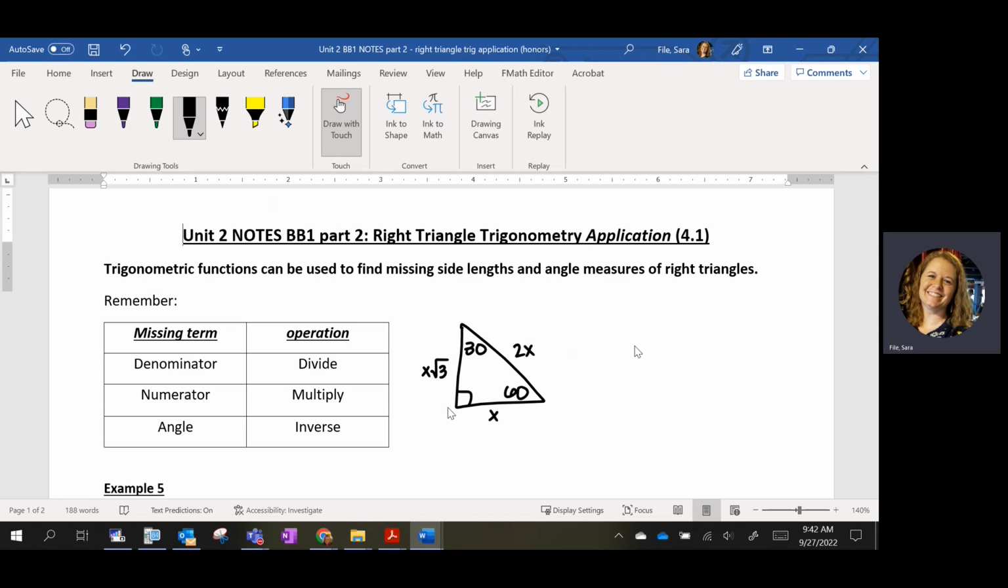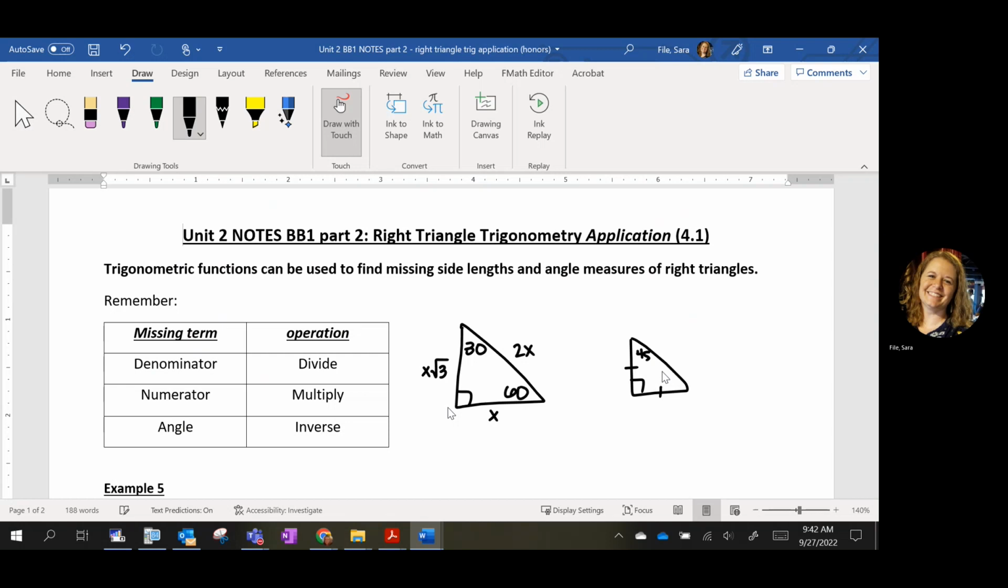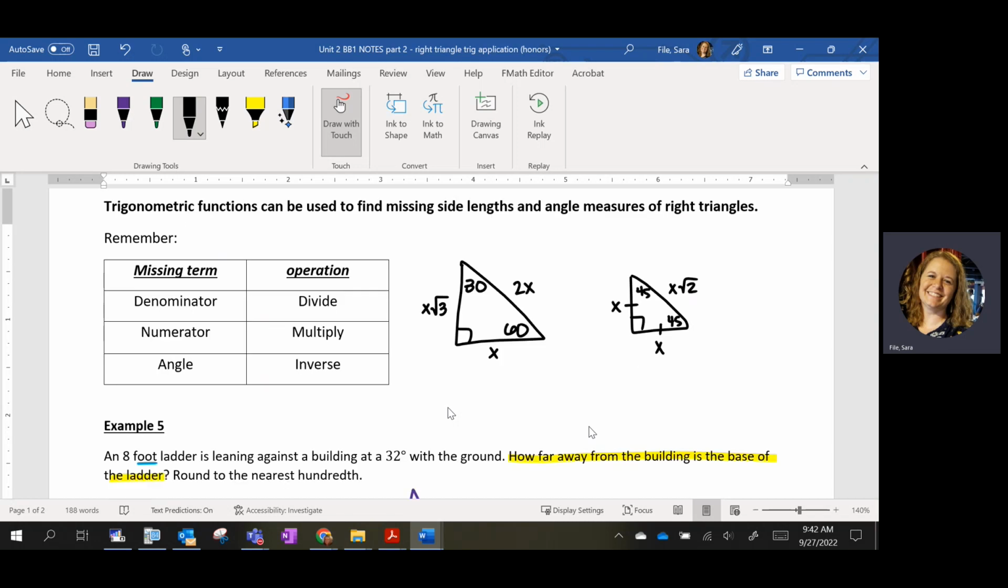What's your other special right triangle? So if you have a 45, 45, 90, that means you've got an isosceles right triangle. So we can call both legs x because they're equal. What is the hypotenuse in ratio with those? X times the square root of 2. Good. So just a quick refresher, because you may need that for some of the ALEX problems. You may need to remember that from geometry.